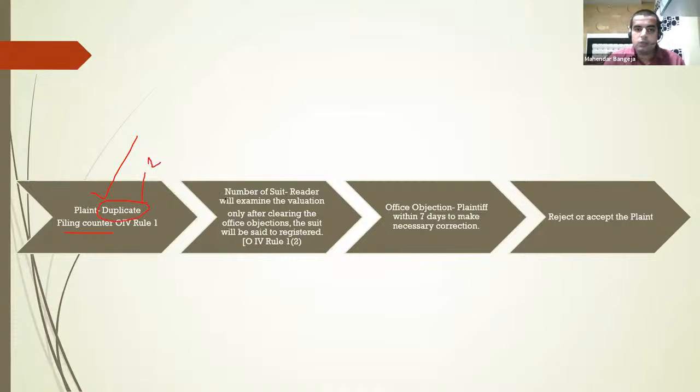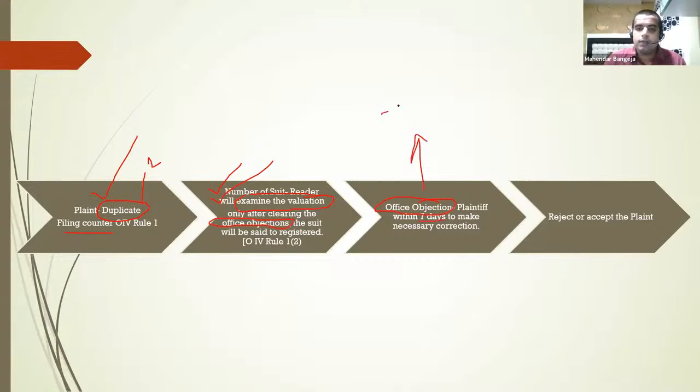Then what happens? The suit is numbered by the reader. He will examine the valuation, and he will see if there are any office objections. If there are no office objections, he will number the suit. If there are office objections, he will intimate you. He will tell you to correct these objections within 7 days.